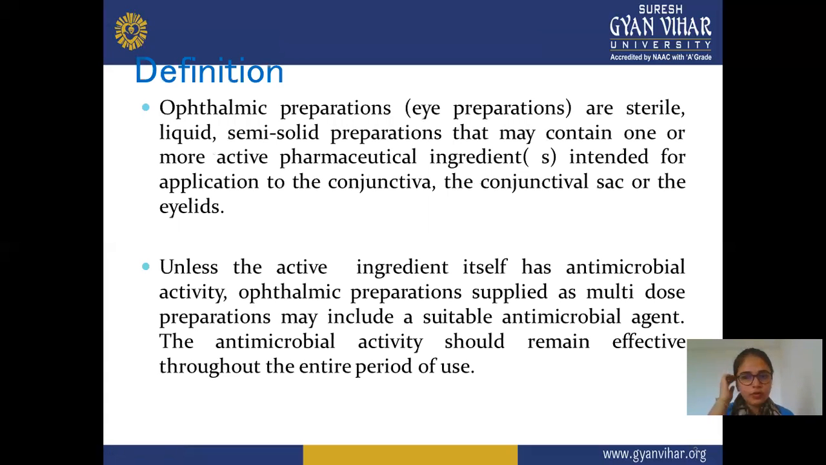Now the definition of ophthalmic preparations. Ophthalmic preparation is an eye preparation. First you should know what ophthalmic means: ophthalmic refers to the eye. These eye preparations are sterile liquid or semi-liquid preparations. They may be in liquid or semi-liquid form, but they should be sterile because you apply them directly onto your eye, and if they are not of proper sterile condition, they may cause damage to your eye or other severe problems.